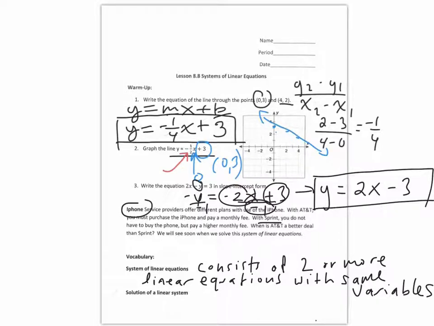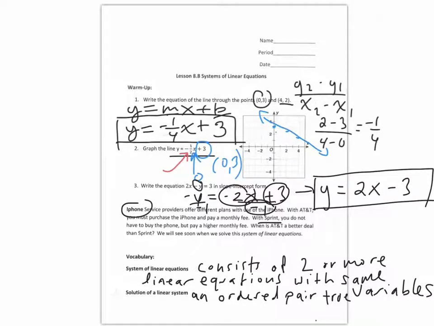And we'll take a look at what that means here in a moment. A solution of your system would be an ordered pair that's true in both equations. An ordered pair true in both equations. Well, what does that mean?